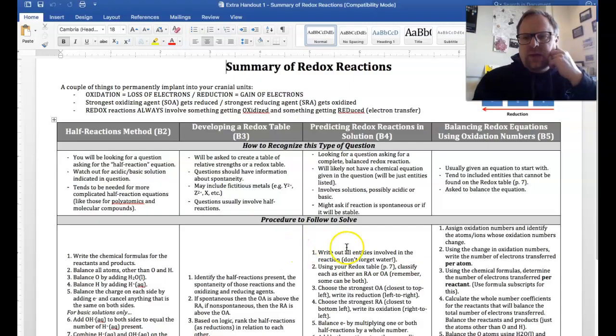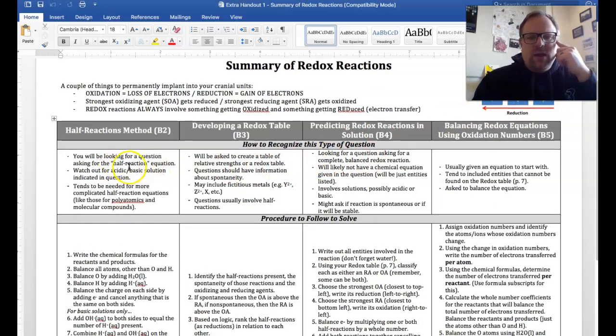Okay, so what we have going on here is just a summary of everything we've done so far. I'm not going to read through everything, but I just want to explain what's on here. I've got a little summary of all of the stuff we've talked about. This is LEO goes GER. Strongest oxidizing agent gets reduced. Strongest reducing agent gets oxidized. And talking a little bit about redox reactions. Up in the top right corner here is just a little image I constructed to help you figure out which way is going oxidation, which way is going reduction.